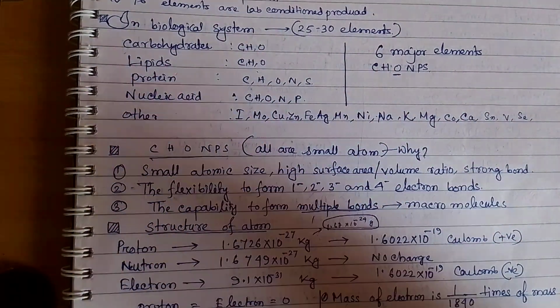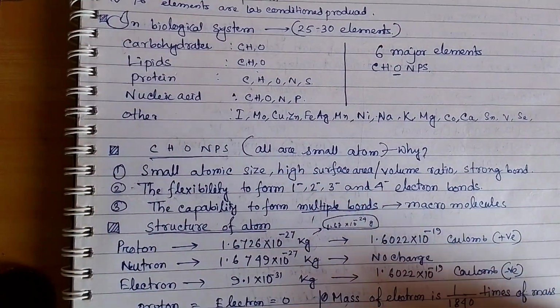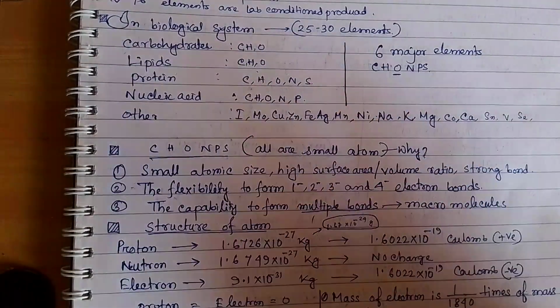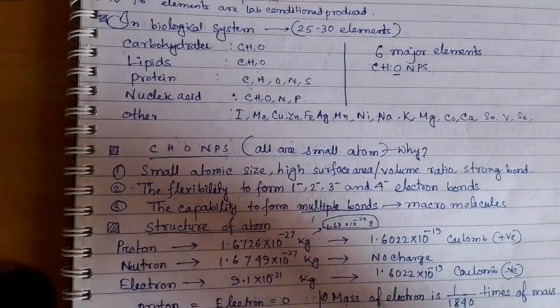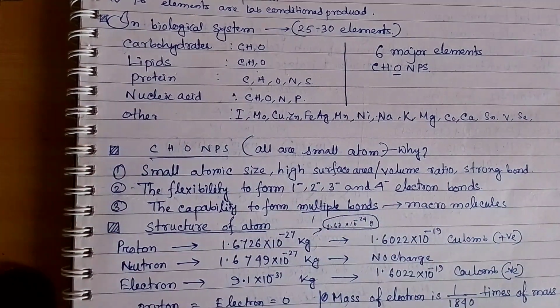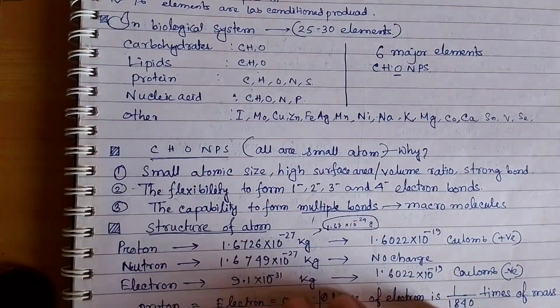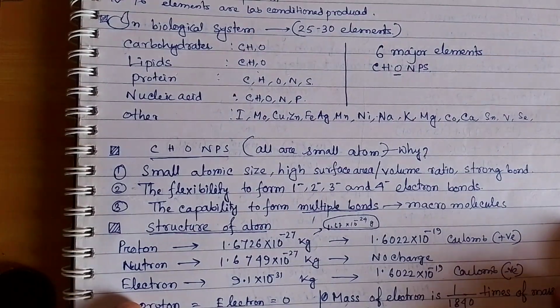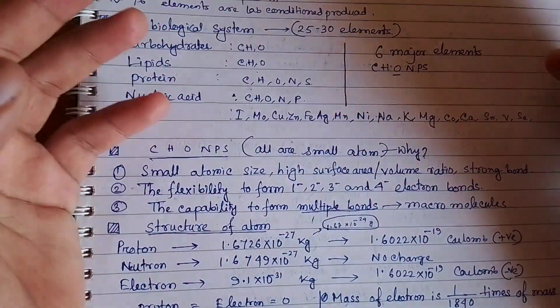Another thing is the flexibility of different types of electron bonds, which I will discuss later, along with the capability to form multiple bonds and macromolecules. For primary understanding we have to know the structure of the atom, so for the structure of the atom we consider the smaller atomic size molecules and some of the larger atomic size molecules.